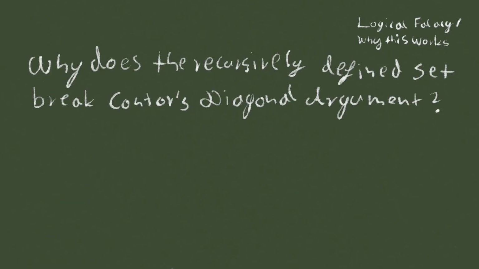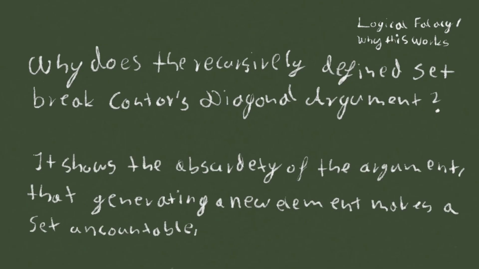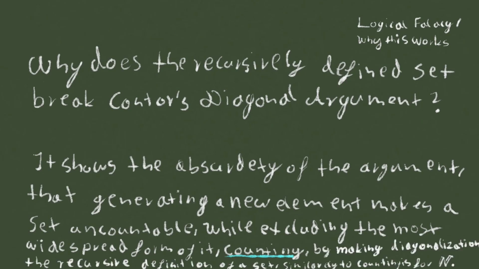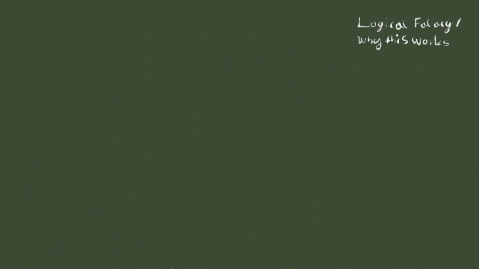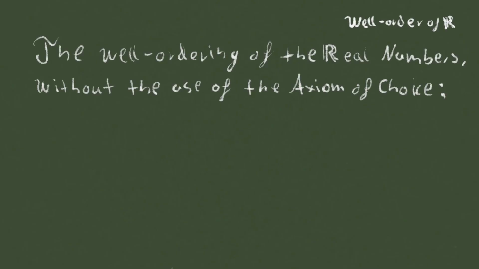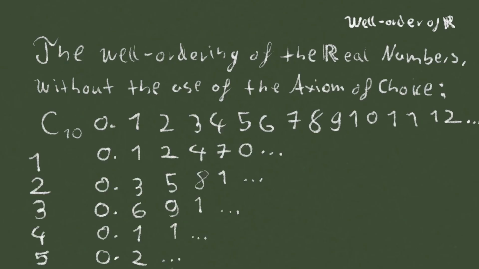But why does specifically this recursive definition break Cantor's diagonal argument? It works by showing the absurdity that generating a new element makes a set uncountable while excluding the most widespread form of it, counting, by making diagonalization the recursive definition of a set similarly to how counting is for the natural numbers. Finally, for how a well-ordering of the real numbers would look without the use of the axiom of choice. Knowing that the diagonal argument is false, we can simply take a normal real number like the Chabanov constant and span it over 2 dimensions.